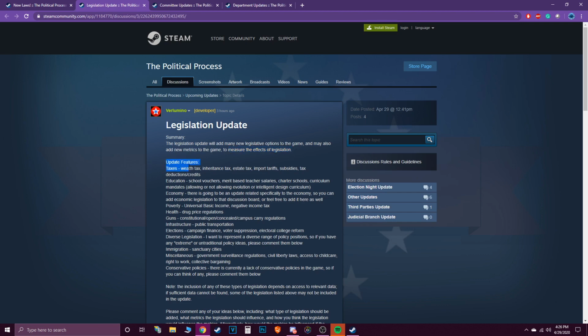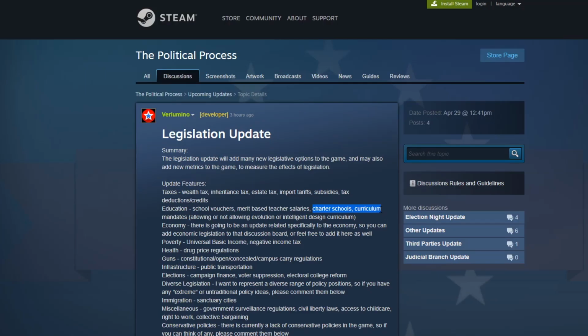Update features do include new taxes, education laws, economic laws, poverty laws, and health laws. In taxes, we have a wealth tax, inheritance tax, estate tax, import subsidies, and more tax deductions and credits than we have right now, where we basically only have the basic tax deduction and exemption. Over in education, we have school vouchers, merit-based teacher salaries, charter schools, and curriculum mandates, which is basically going to be the fight between evolution and intelligent design.